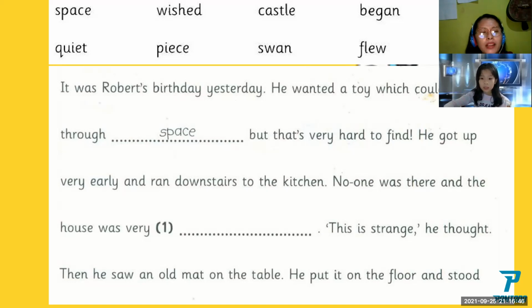Okay, by the way, how will you spell the word swan? Can you say that? How will you spell that? Swan. S, W, A, N. Okay, very good.